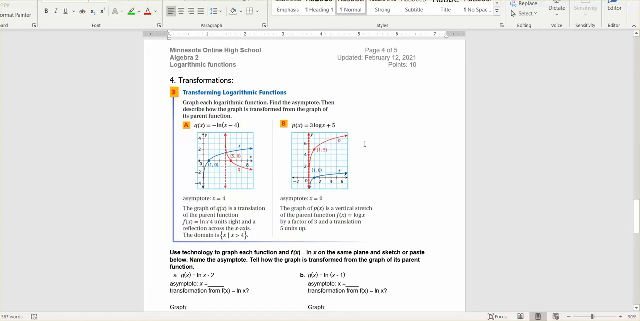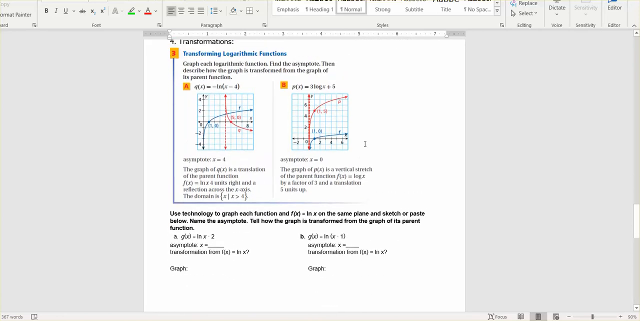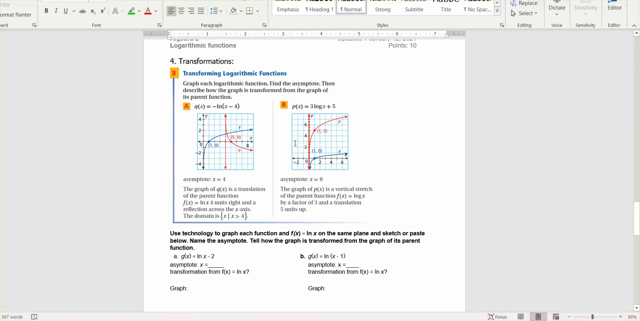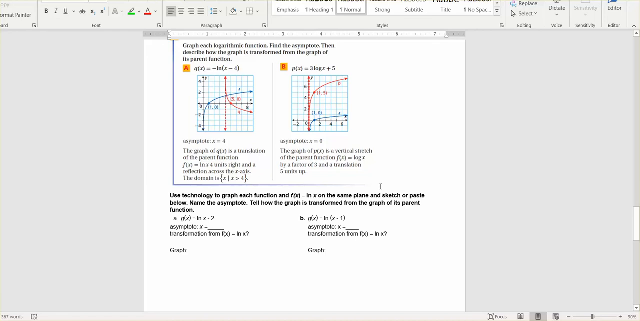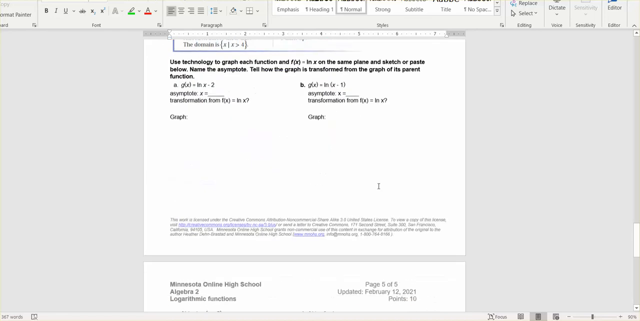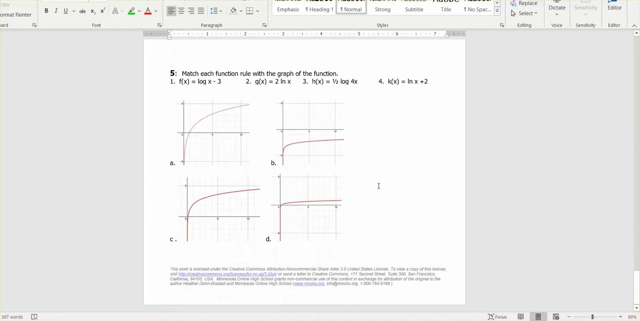Then the next part is about transformations. And I'll make another video about transformations of logarithmic functions and about this last one, which is matching the graph. Actually, you can do this now. You'll graph these in Desmos, and then see which graph matches which function.